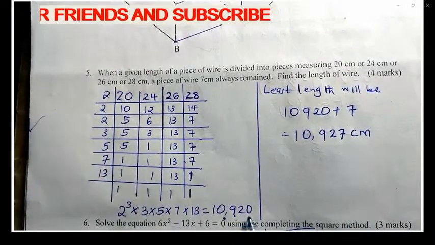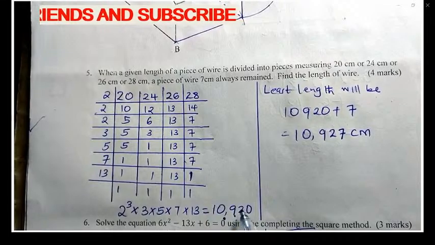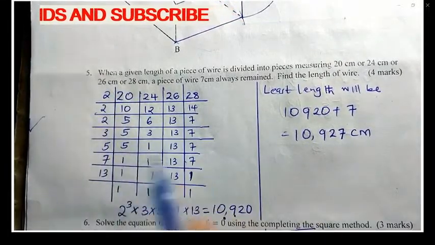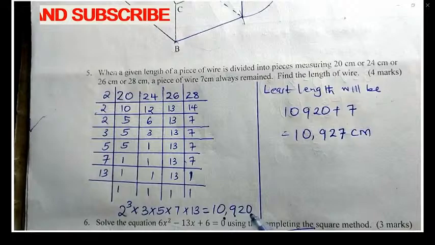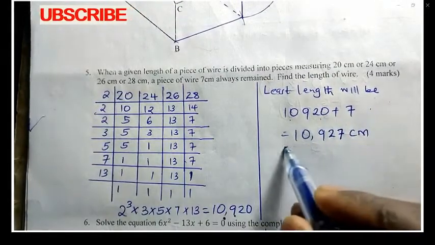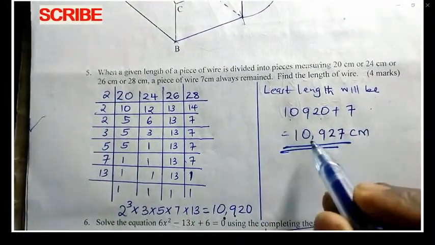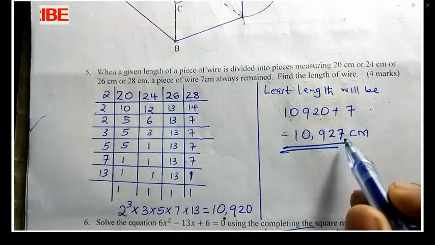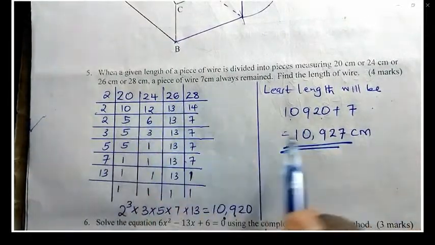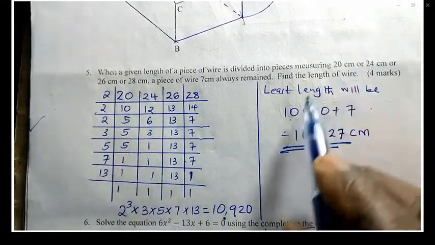Kwa sababu sasa tukigawa hii na each of this one itakuwa inaisha, hakuna remainder. So to get the remainder you add 7 here. So 10920 plus 7. So the length ilikuwa 10927. So that sasa tukidivide by kila moja ya hizi itabaki 7.